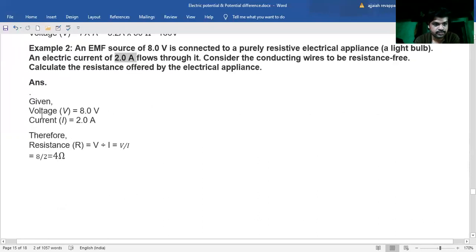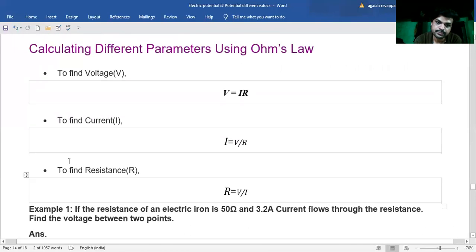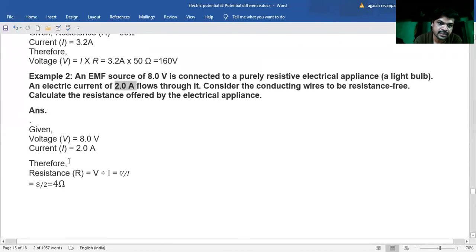Okay, write down. Voltage is given, current is given. What is the equation? R is equal to V divided by I. So voltage is 8 volts, current is 2 ampere. 8 by 2 is 4 ohm. Okay. So we'll end this class at this point.